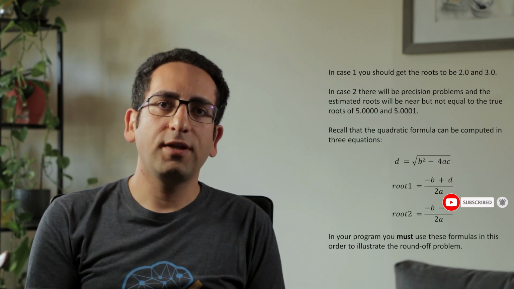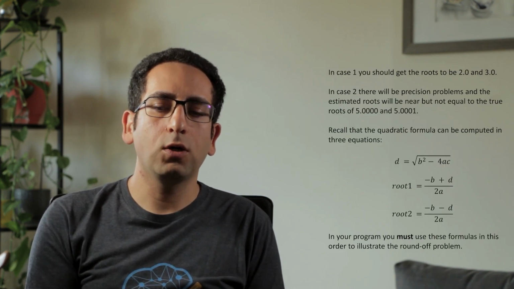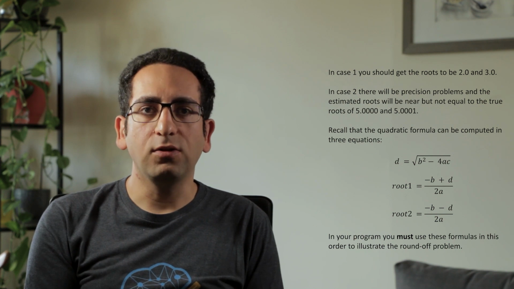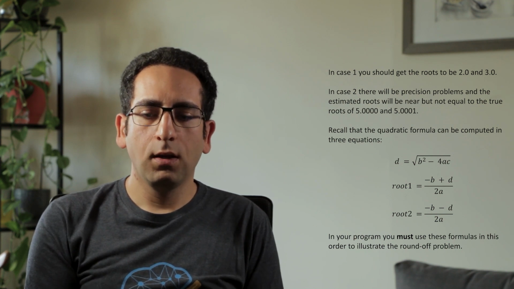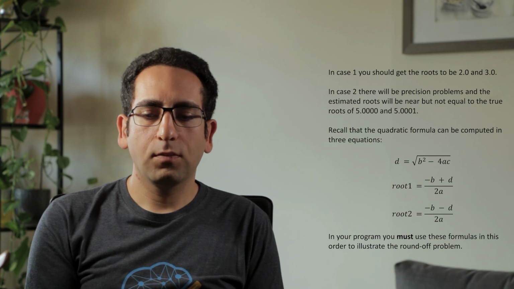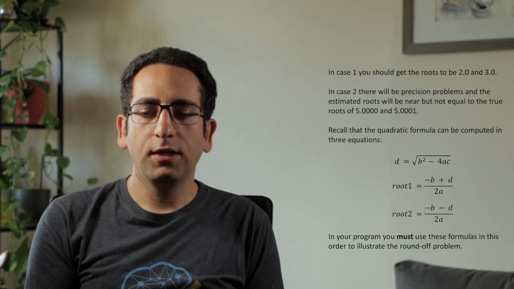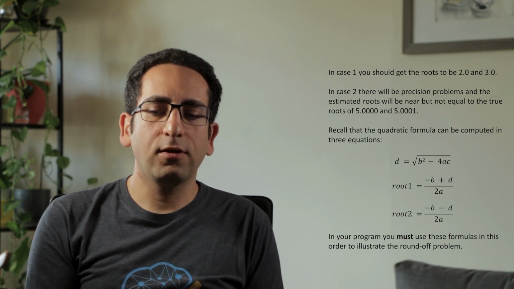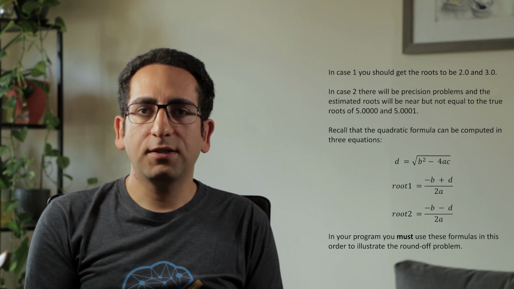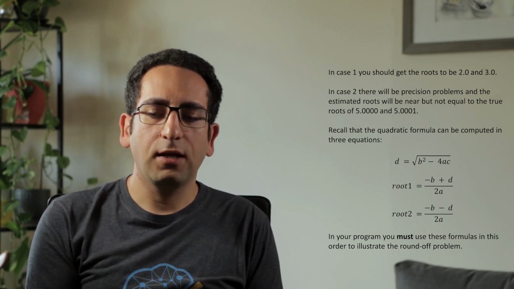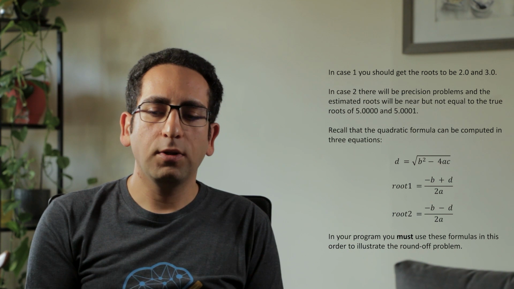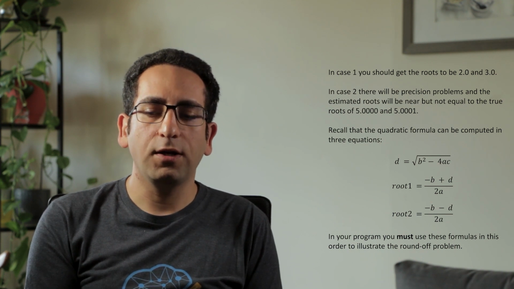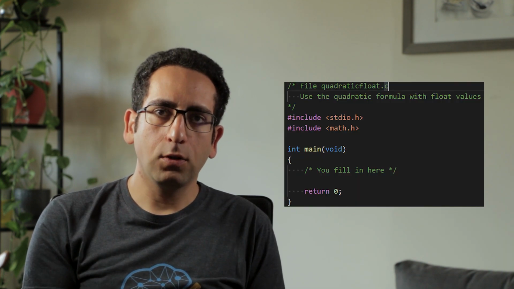So recall that the quadratic formula can compute the roots from the 3 coefficients. The math equations you need are as follows. Delta, which we will show by d here, is equal to the square root of b squared minus 4 times a times c. Then root 1 is calculated as minus b plus d divided by 2 times a, and the same for root 2, but this time minus b minus d divided by 2a. The sample code provided for this question is also available on the screen.